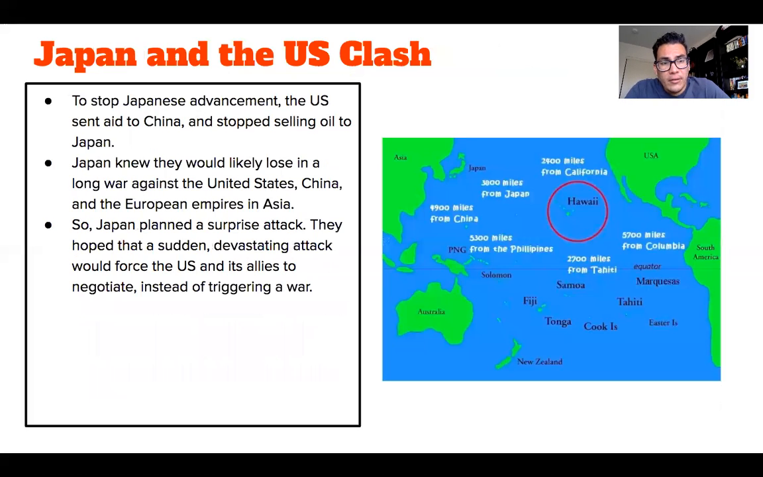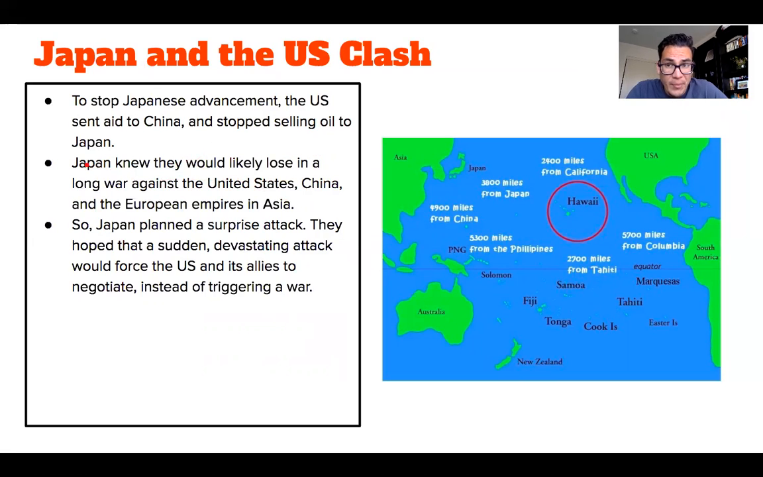Now, to stop the Japanese, again, not officially declaring war, not officially taking sides yet, but slow them down, the US starts sending aid to China and stops selling oil to Japan. Now, this to Japan is a pressure. Now they have to decide, what are we going to do about the US and Asia? What are we going to do to make sure that we can get to these colonies down here so that we can take their natural resources to send them back to Japan so that we can keep fighting in China?